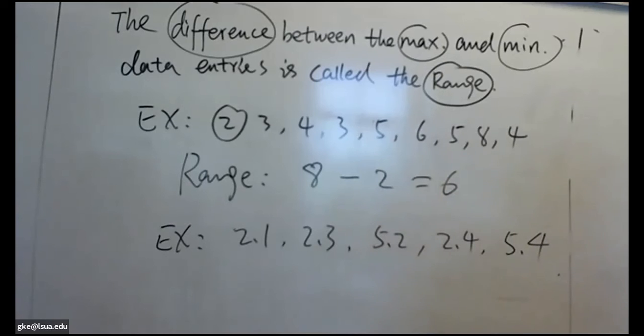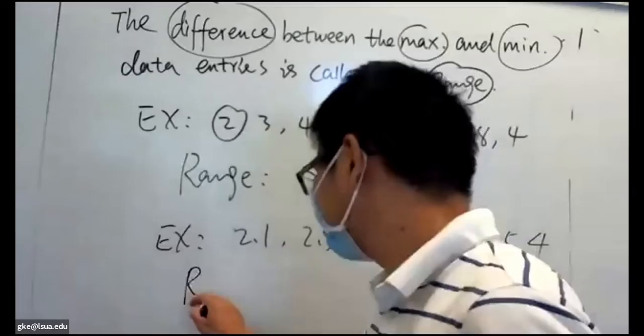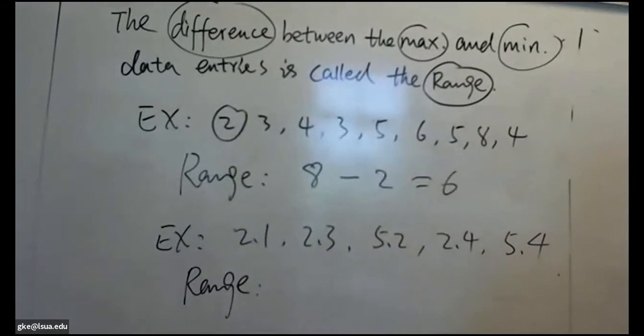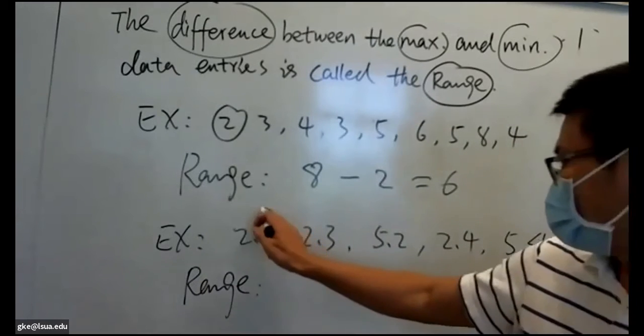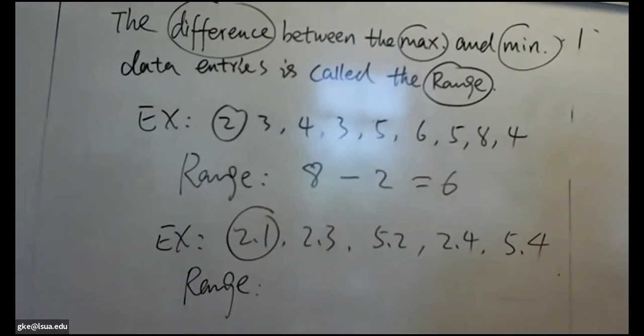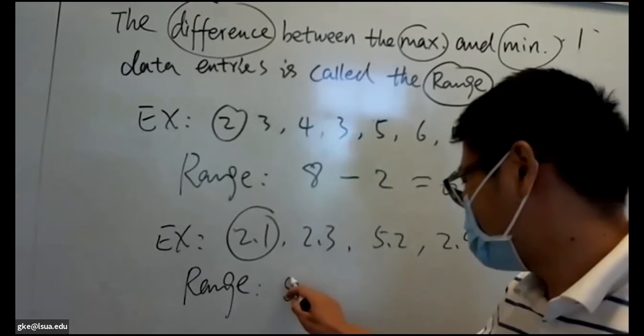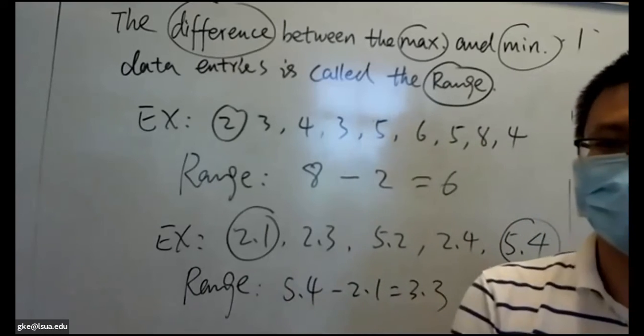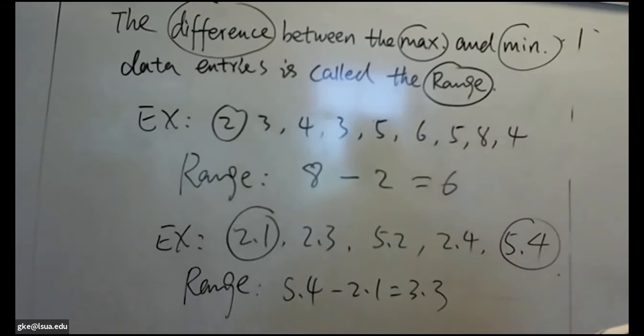Okay, I'm gonna show you guys the answer. Range. Based on definition, we need to find the minimum. Minimum is 3.1, right? And then what is the maximum? 5.4. Yeah, 5.4, right? So we do the subtraction. Gonna be 3.3. That's it. That's the range for the data.